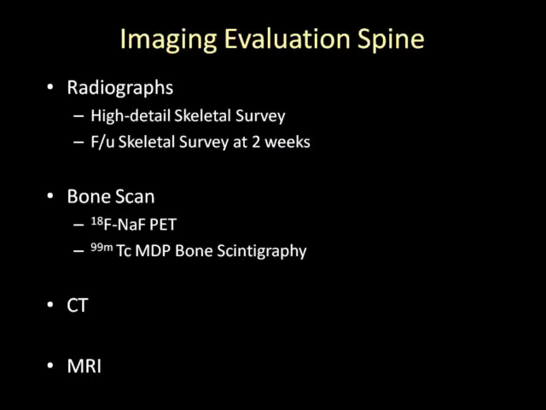How do we evaluate these children for injury? We do high-detail skeletal surveys. If there's an equivocal finding or there's a high suspicion of abuse, we follow this up in 2 weeks. That gives us an additional yield of fractures in about 15% of cases. And then other imaging modalities, such as bone scan, CT, and MR, are generally reserved for problem solving.